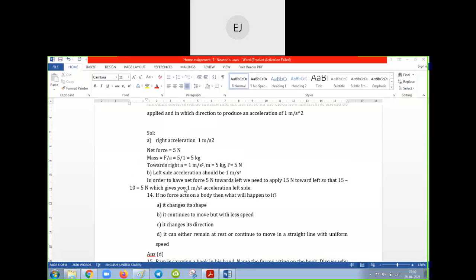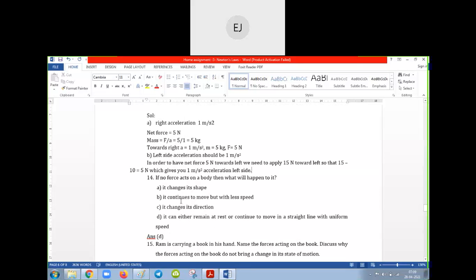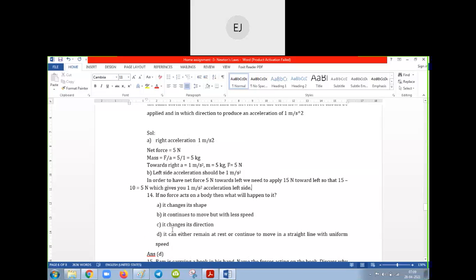The next question. If no force acts on a body, then what will happen to it? It changes its shape, it continues to move but with less speed, it changes its direction, it can either remain at rest or continue to move in a straight line with uniform motion. So it is just Newton's first law, in different words we have given. So option D is the answer.